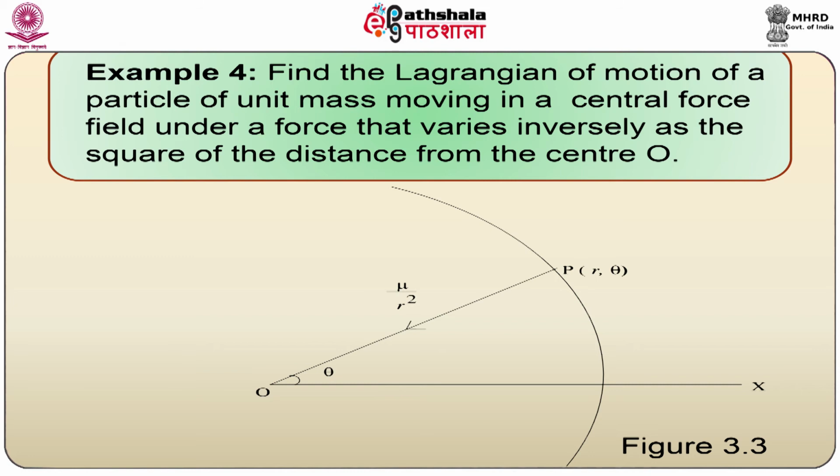This is the angular displacement θ. OP gives the positional coordinate r. It is given that the particle is under a force which varies inversely as the square of the distance, that is F is proportional to 1/r². Since in a central force field the force is always directed towards the center of force, that is O, we have the force as μ divided by r². μ is the constant of proportionality.